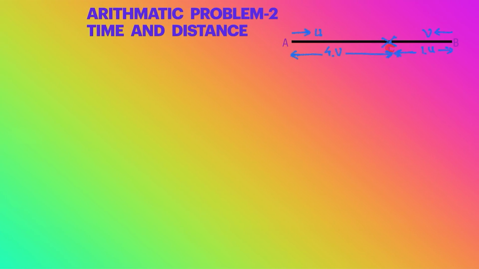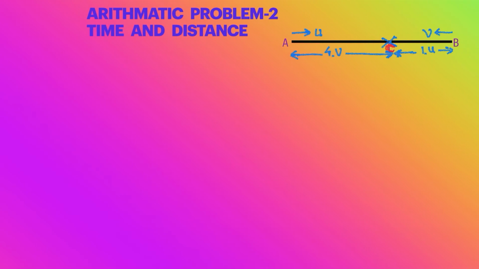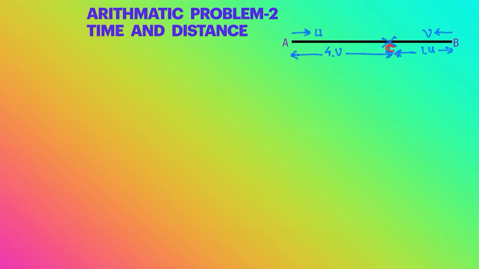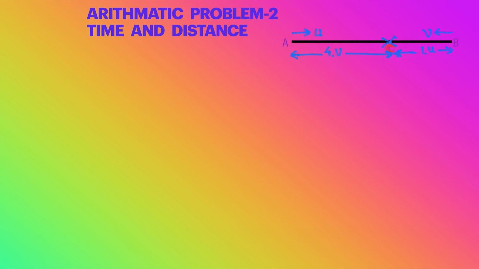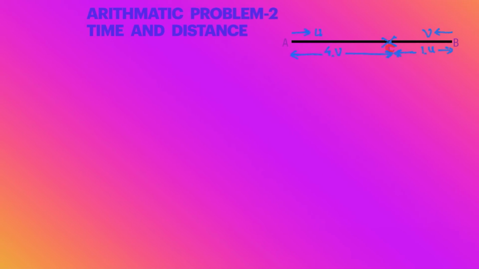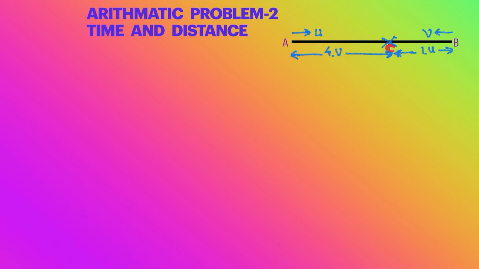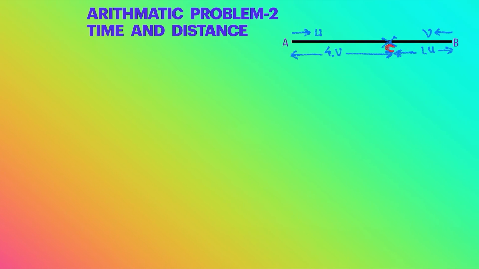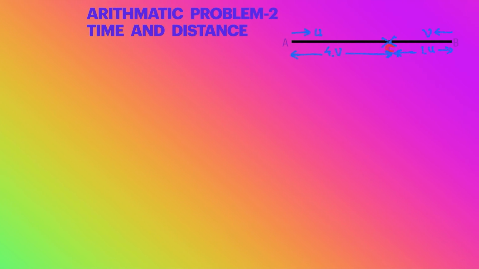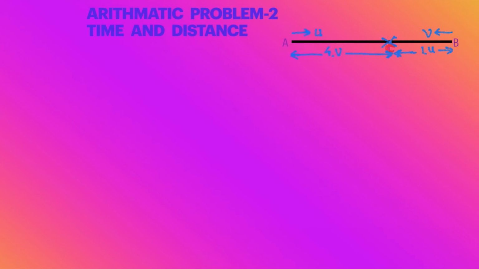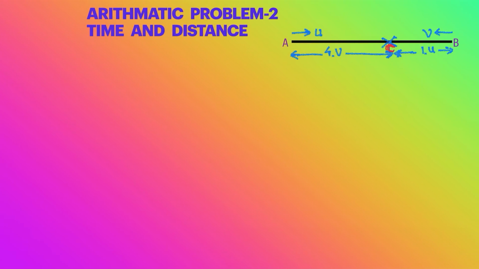The first man starts from A, and the second man starts from B. They start running at the same time and have crossed each other at the point C, and after crossing, the first racer will take 1 minute to reach B, and the second man will take 4 minutes to reach A.